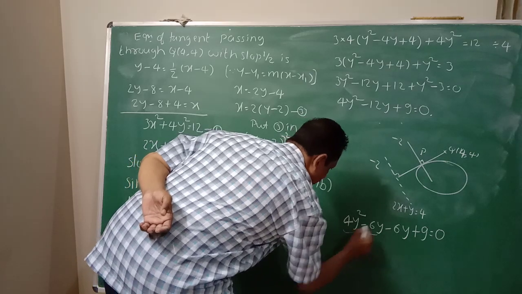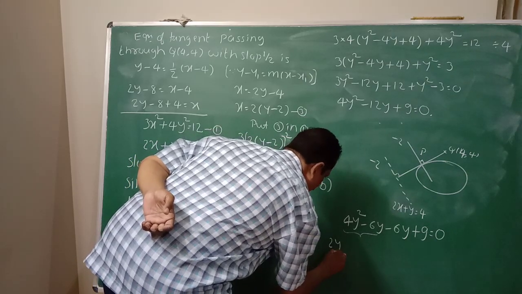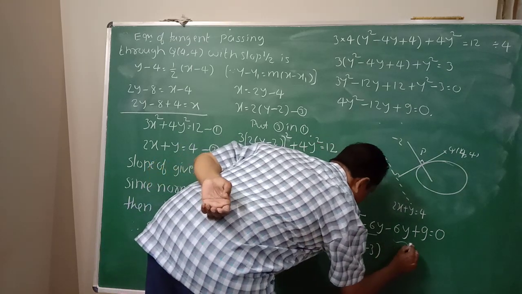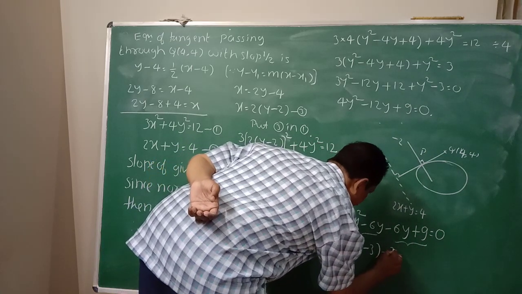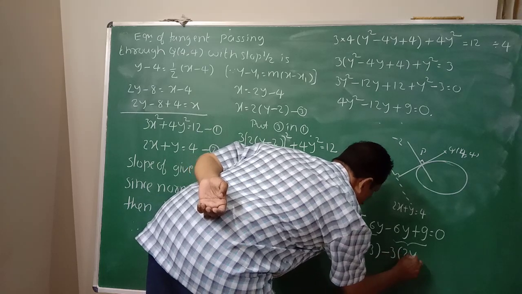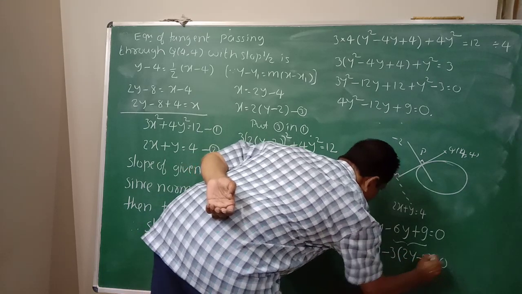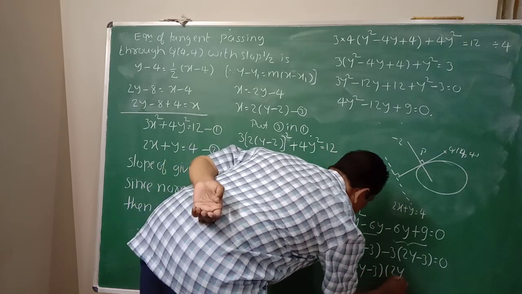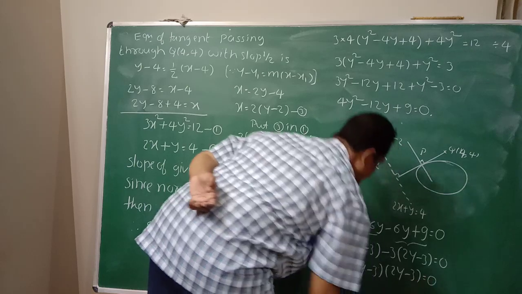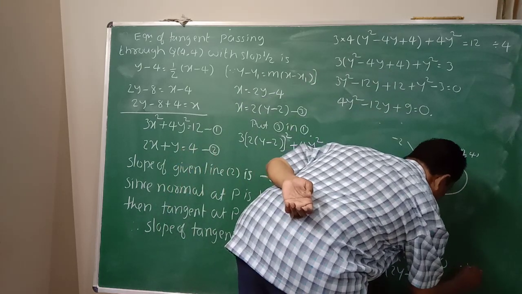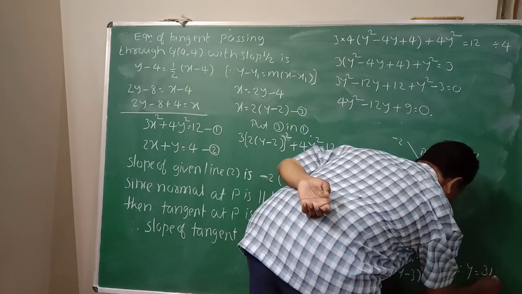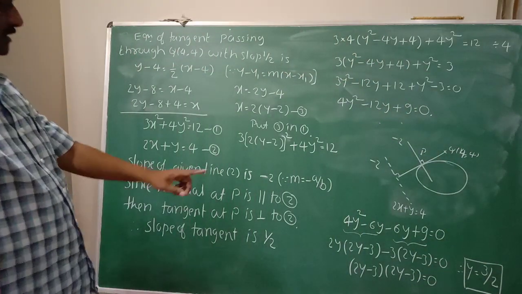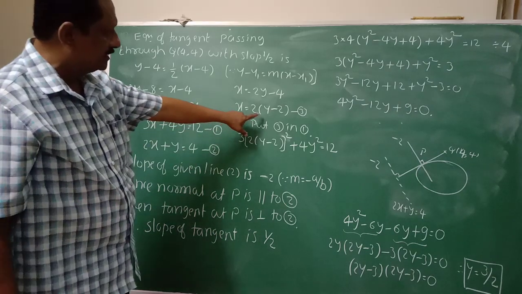Then from these two terms here, 2y is the common factor here, 2y minus 3 here. And from these two, minus 3 is the common factor. 2y minus 3 is equal to 0. Hence 2y minus 3 into 2y minus 3 is equal to 0. Hence y is equal to 3 divided by 2. Y is equal to 3 upon 2. Put y is equal to 3 upon 2 in the equation 3.